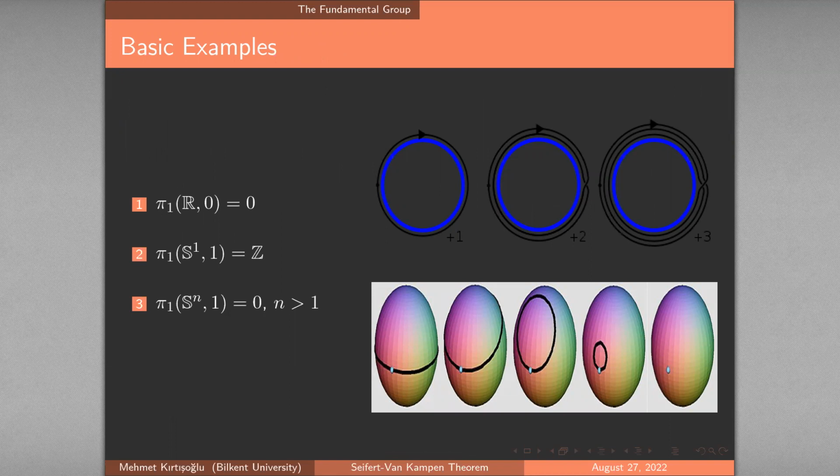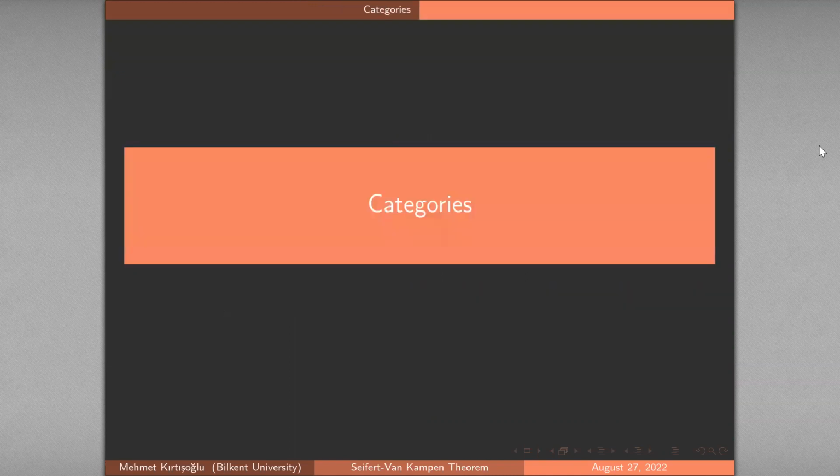Again, in S^1, the unit circle, let's say we pick the point 1, then we have two choices. You either go around clockwise or counterclockwise. Let's say clockwise is +1 and counterclockwise is -1. And it is again trivial if n is greater than 1.